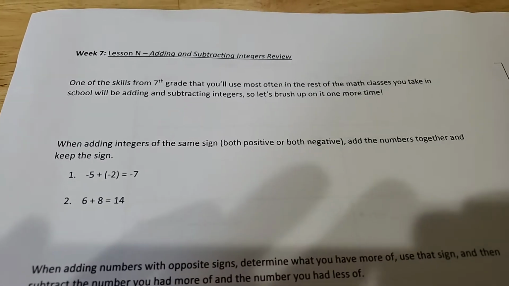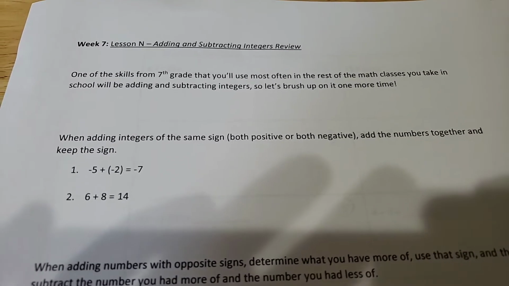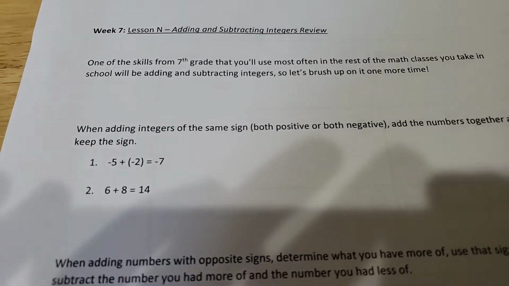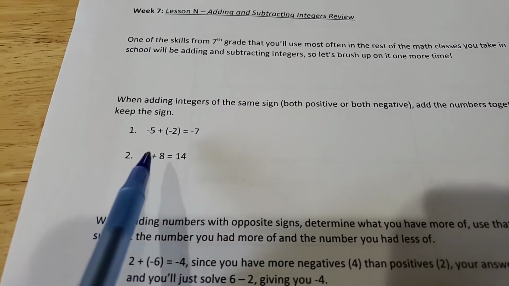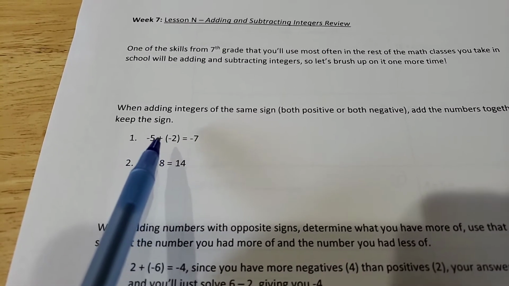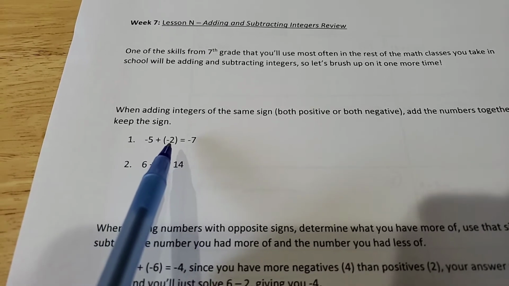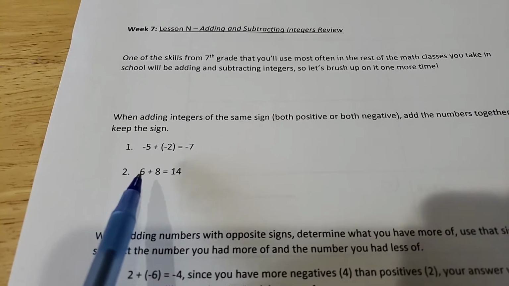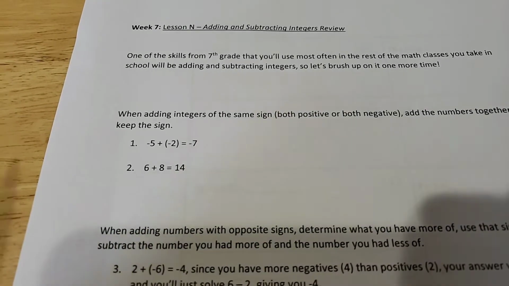When you're adding integers of the same sign, either they're both positive or both negative, just add the numbers and keep the sign. So for example, in number 1 here, I've got -5 and -2 I'm trying to add together. Well, they're both negative, so just take 5 plus 2 and it gives you 7, and it's going to be negative because they're both negative. And just like positive numbers always have been, 6 plus 8 is 14, and they're both positive, so it's positive.